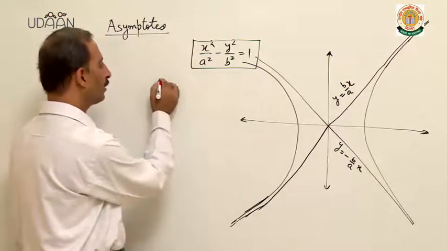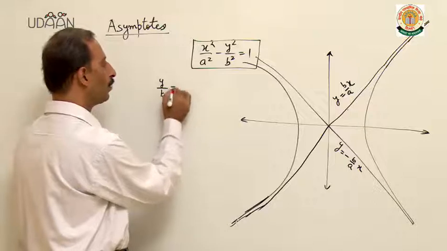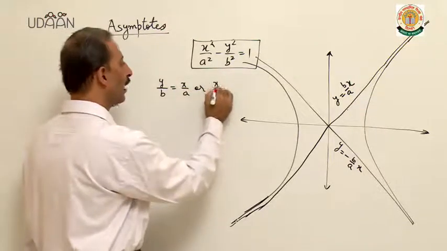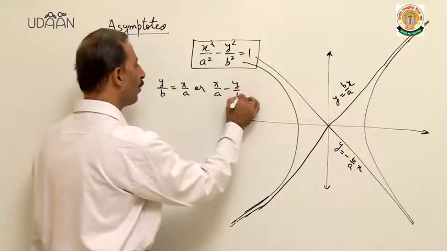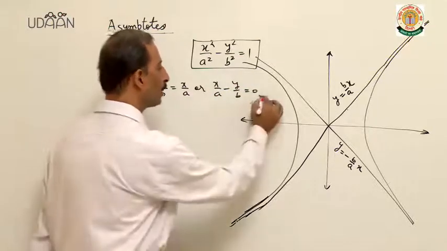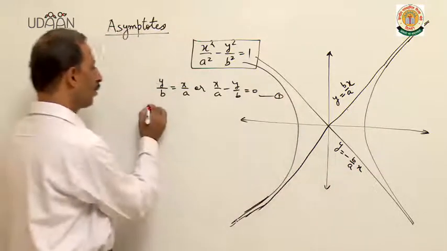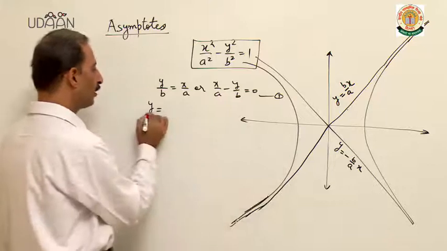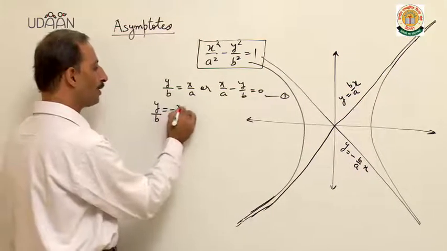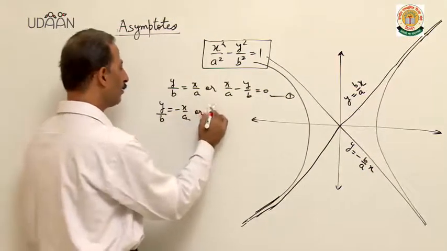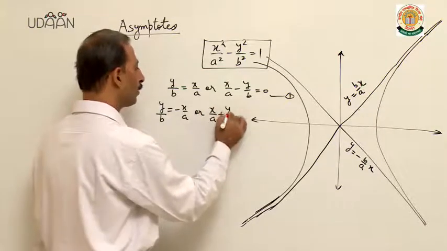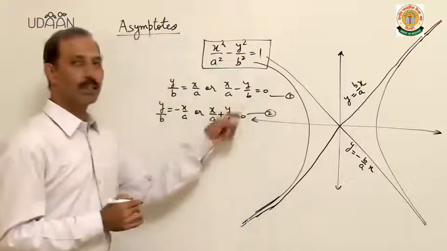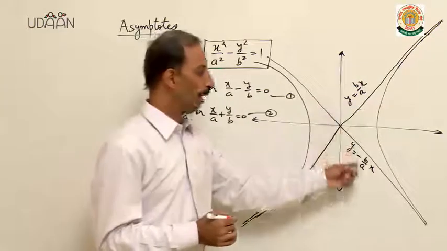One equation is y upon b is equal to x upon a, or you can say x upon a minus y upon b equal to 0. First equation. Second equation, y is equal to minus b upon a x. So I can say x upon a plus y upon b equal to 0. These are the two equations of these two lines.